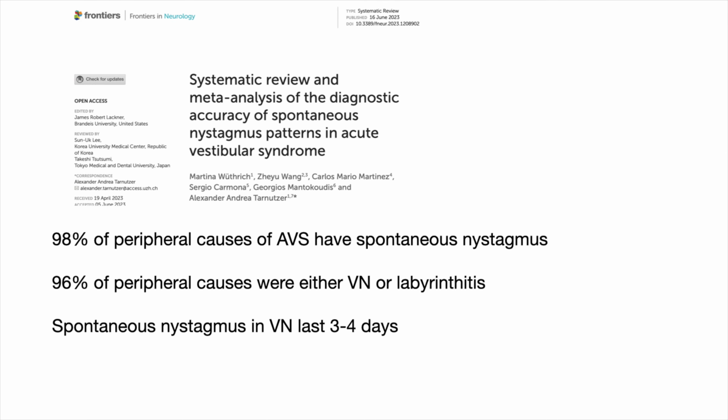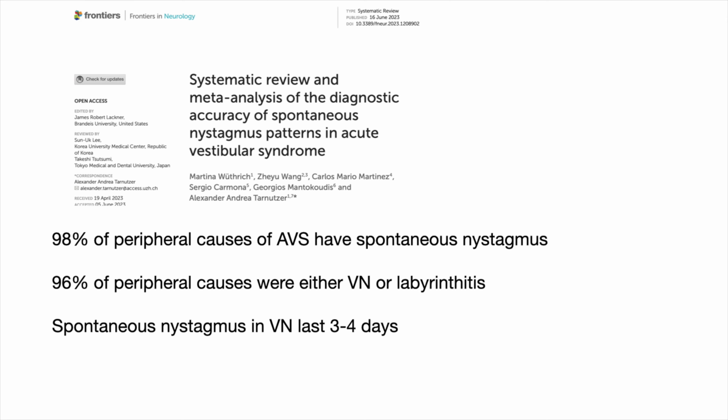Here's another systematic review and meta-analysis with Tarnutzer as a senior author, this time looking at the diagnostic accuracy of spontaneous nystagmus in the acute vestibular syndrome. They found that 98% of the peripheral causes of acute vestibular syndrome had spontaneous nystagmus. They also found that 96% of the peripheral causes were either vestibular neuritis or labyrinthitis. The spontaneous nystagmus in vestibular neuritis lasted an average of 3 to 4 days.